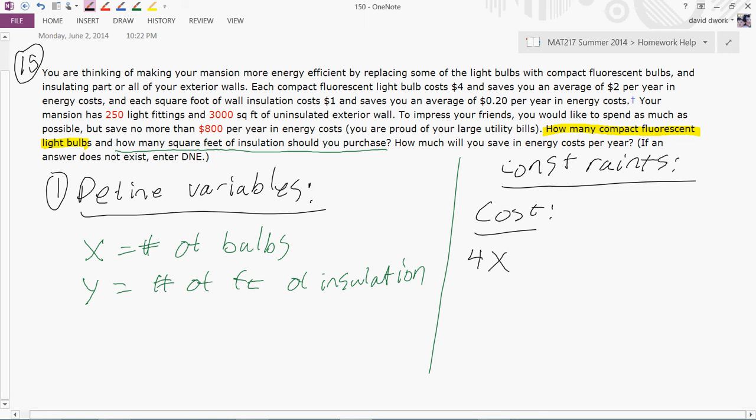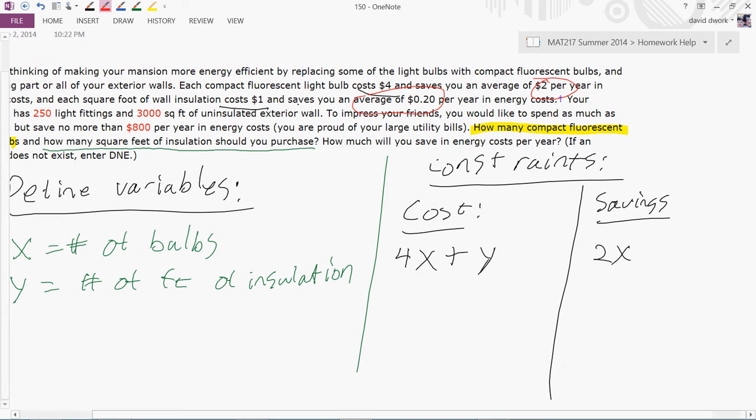Now I also have another equation that's going to pop up right here. It costs $4 and saves me an average of $2 per year. So savings, $2 per light bulb. And each square foot of wall insulation costs $1, so plus 1y. I don't need to write the 1. There's my cost. And here's our savings, an average of 20 cents. We'll do our savings in red. So here's a savings of $2, savings of 20 cents, so plus 0.02y. Now I'm saving 20 cents per square foot of insulation.